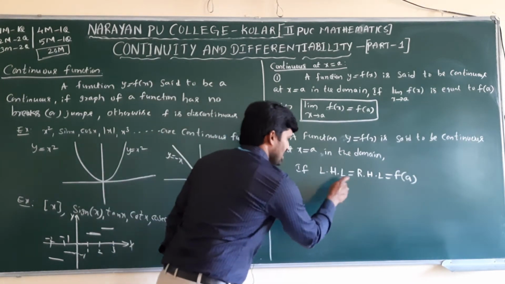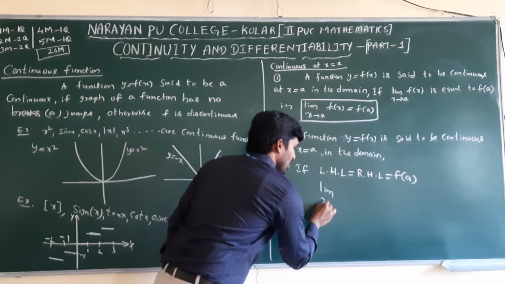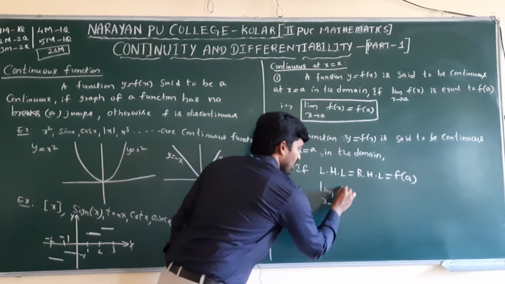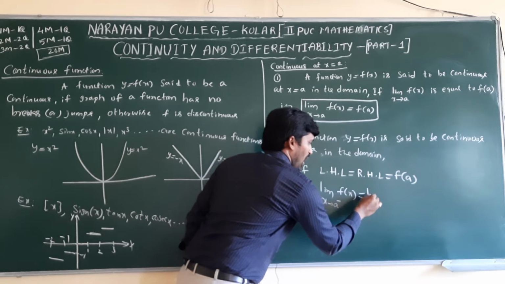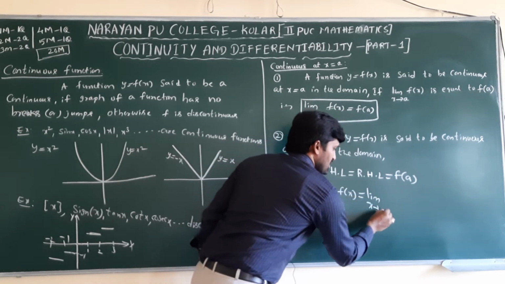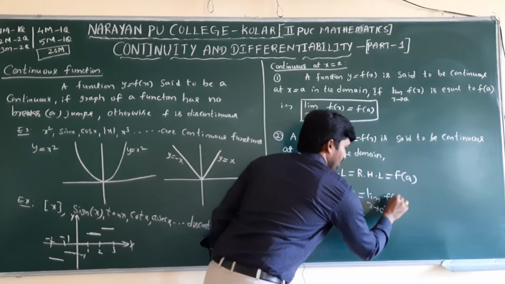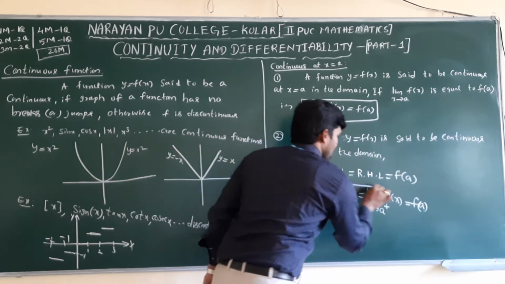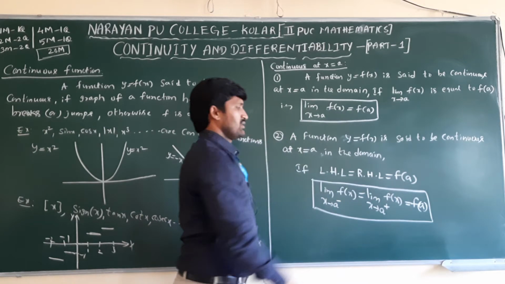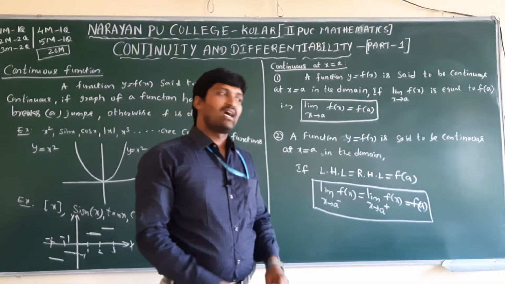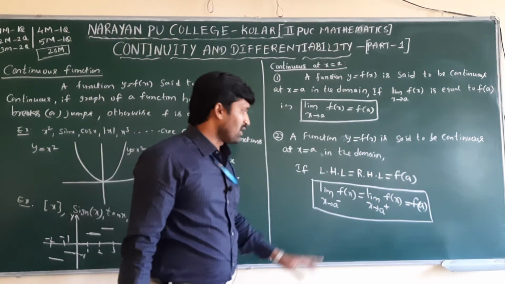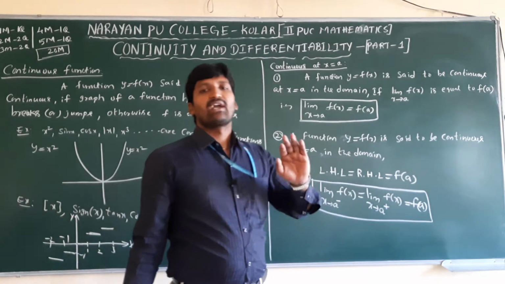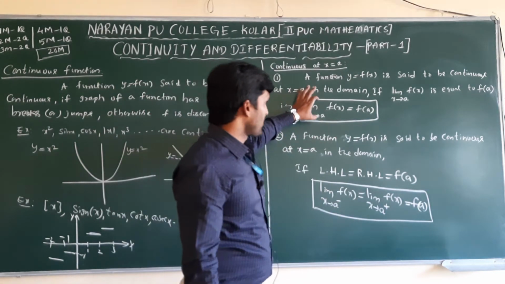Now here LHL means how to represent this? Limit x tends to a minus f of x. RHL means limit x tends to a plus f of x equal to f of a. When these three values are equal, then this f is continuous at x is equal to a. If any one value is not equal, that is not continuous. Clear? This is a basic definition.